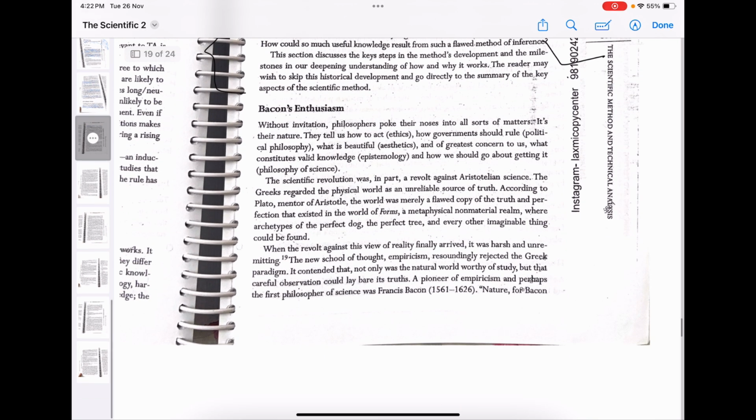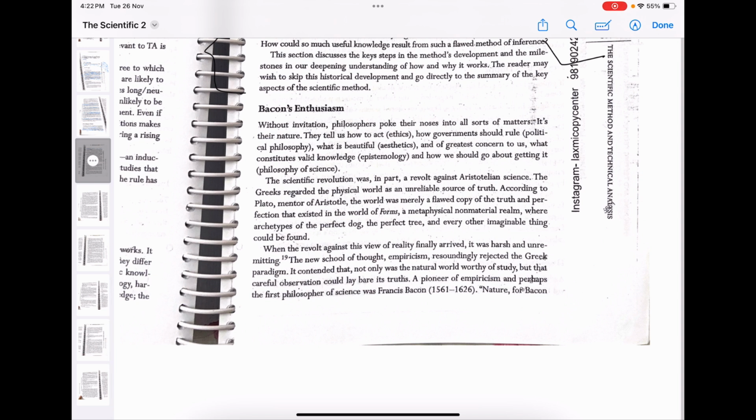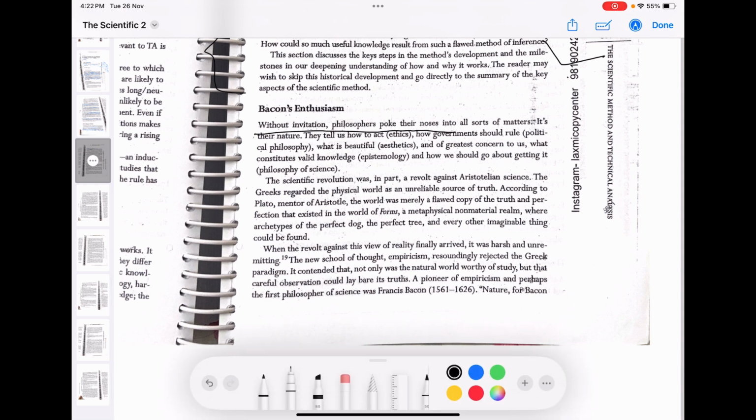Okay, now let's talk about Bacon's enthusiasm. What is Bacon's enthusiasm? Without invitation, philosophers poke their noses into all sorts of matters. It's their nature. They tell us how to act, which means ethics, how government should rule, that's political philosophy, what is beautiful, that is aesthetics, and one of the greatest concerns, what constitutes valid knowledge, epistemology, and how we should go about getting it, philosophy of science.